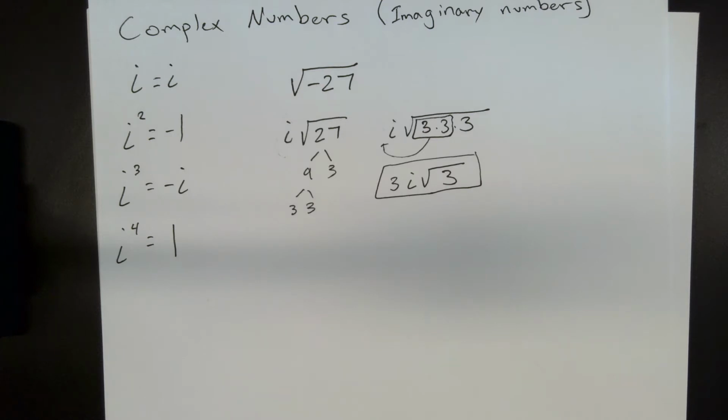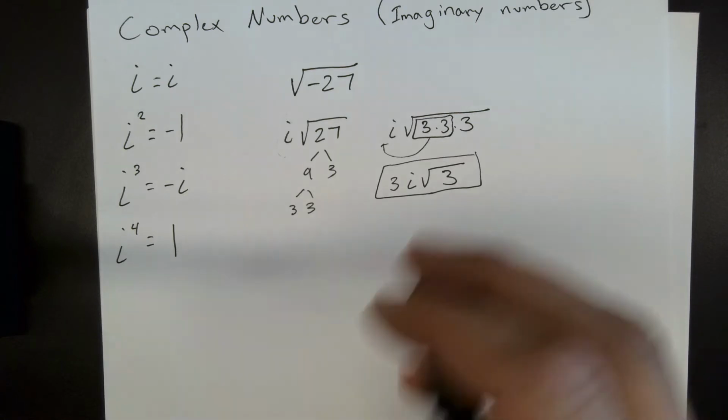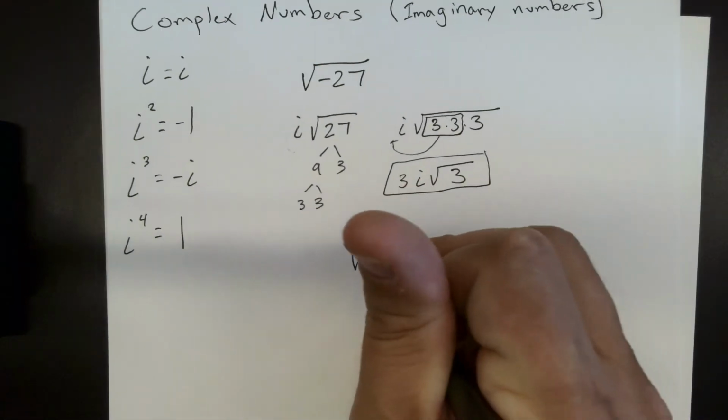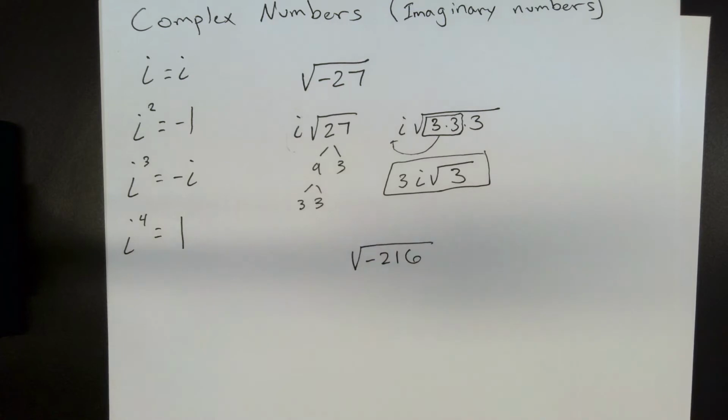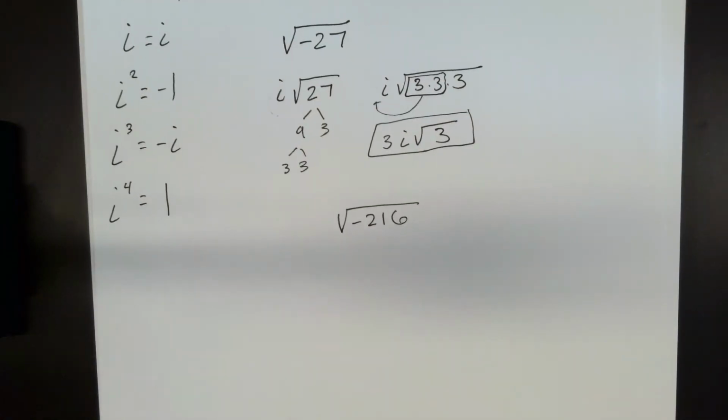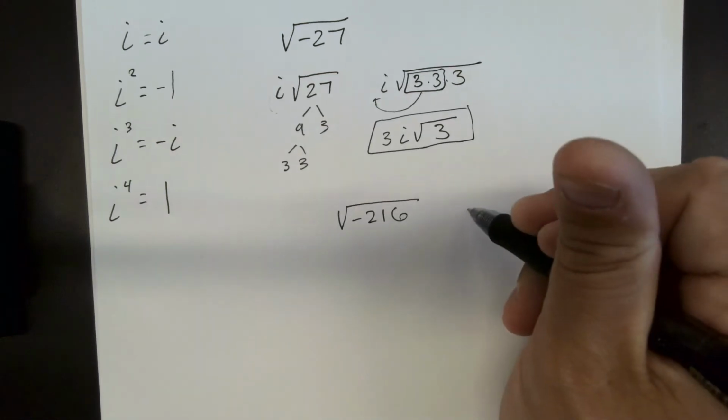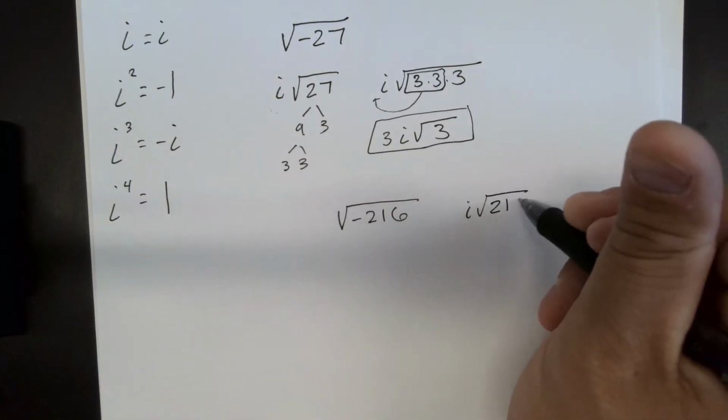Now we're going to be doing a lot of stuff other than just square rooting negative numbers with i today. We're going to learn how to do math with i a little bit. We're going to learn how to do all kinds of crazy stuff. But until we can get to that point, we're going to do this. Okay, so what about if we had square root of negative 216? First thing I'd do is I'd take out an i.